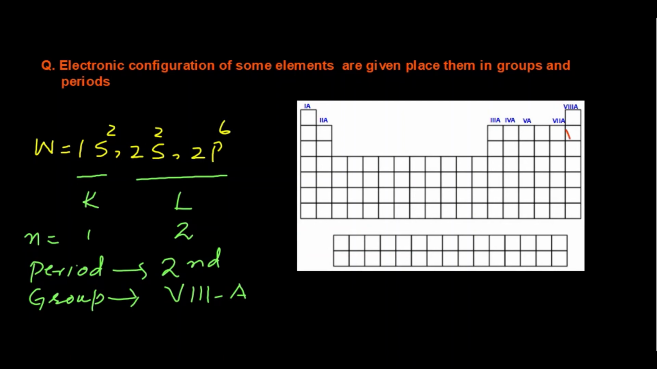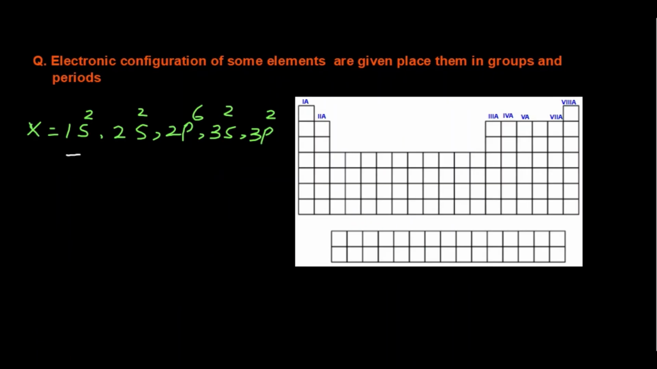This is the position of W in the periodic table. I hope this is clear. Now we will see the next element which is given. Next is element X.